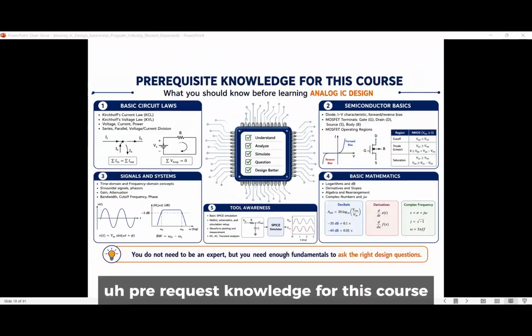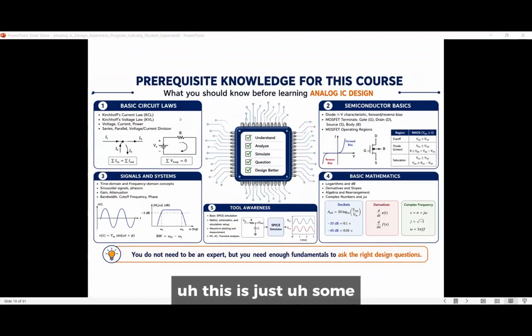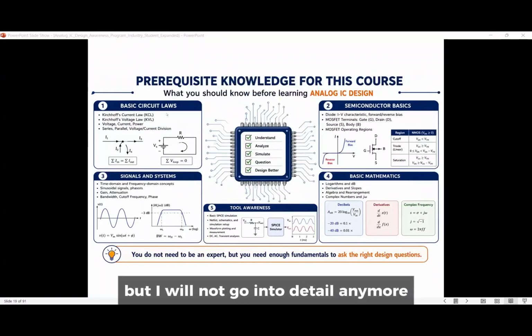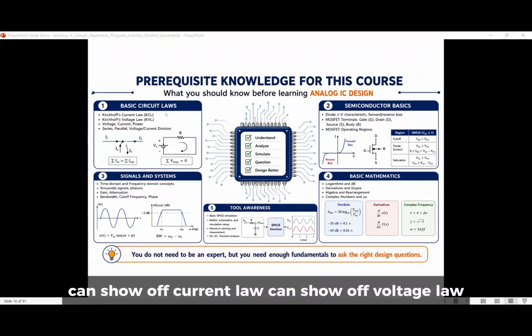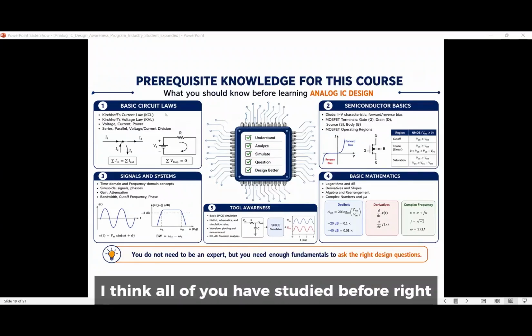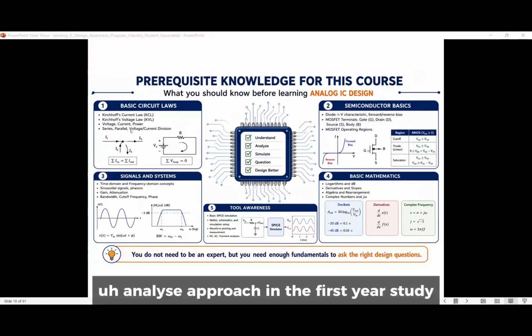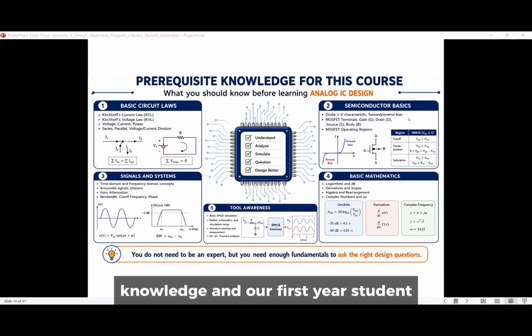Okay, so prerequisite knowledge for this course. I'm sorry, these are repeat slides, so I will not go into detail anymore. This is Kirchhoff's current law and Kirchhoff's voltage law. I think all of you have studied them before. This is the basic circuit analysis approach in the first year of study: voltage, current, power and the relation between them, series, parallel, and voltage and current division. This is quite fundamental knowledge for first-year students.